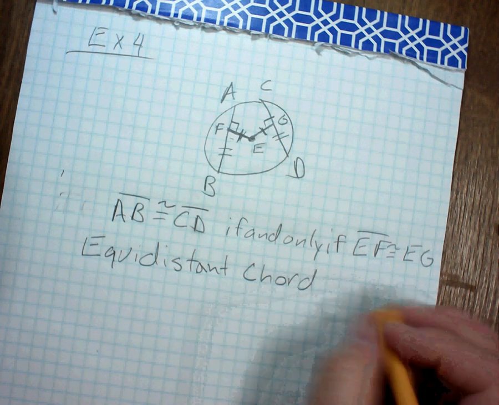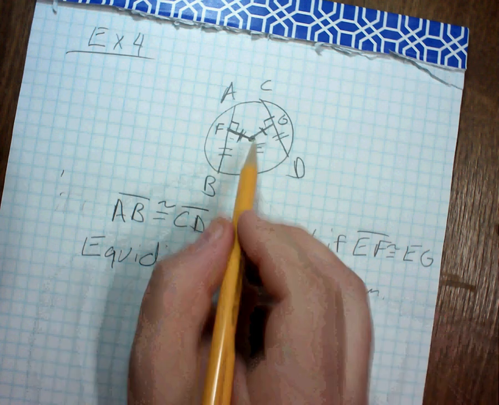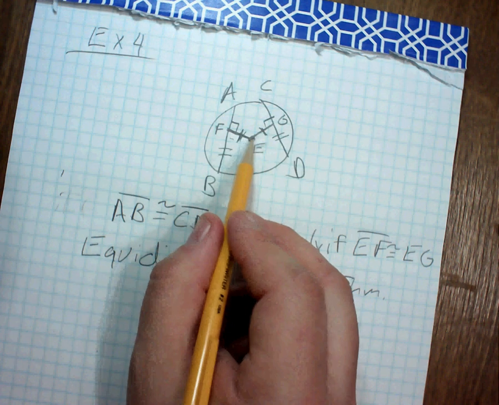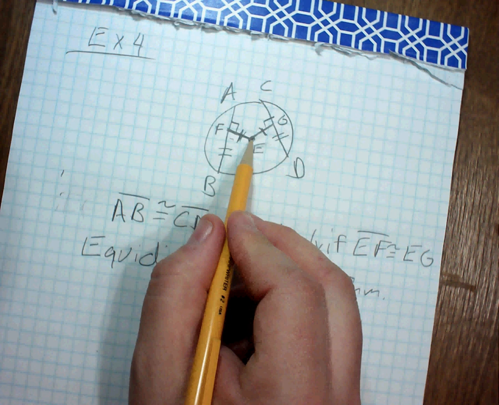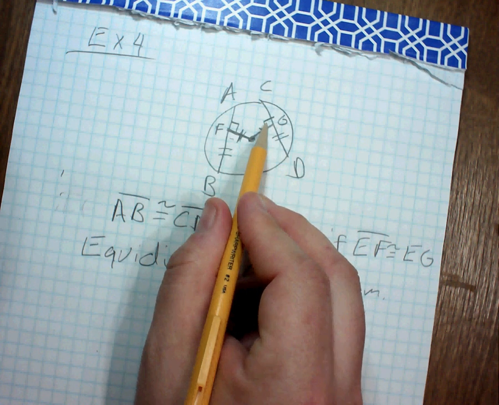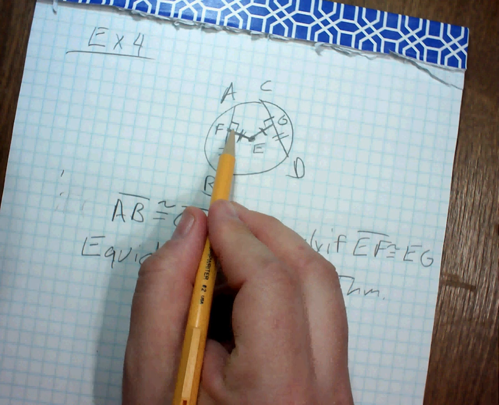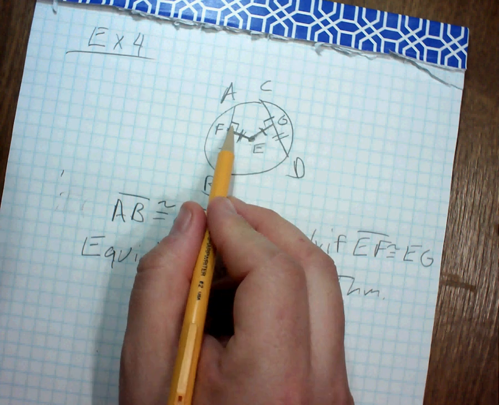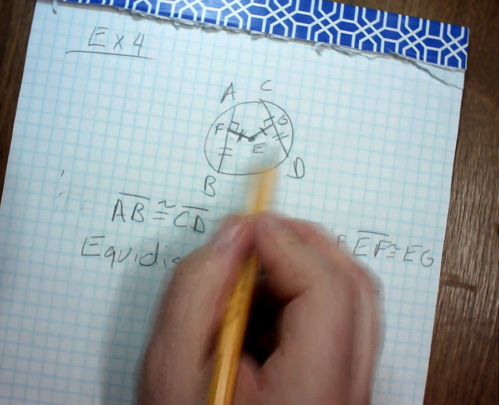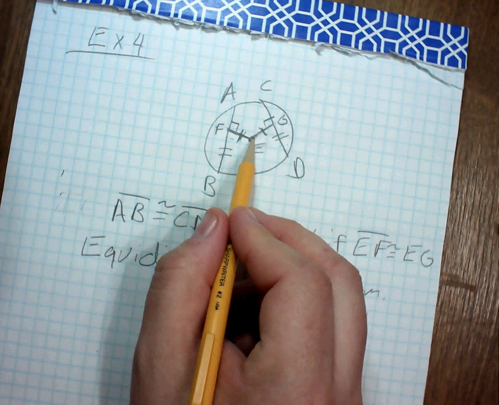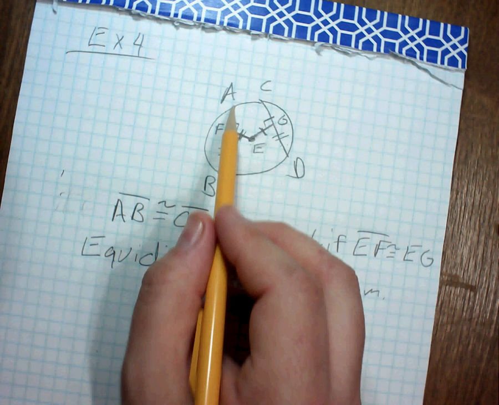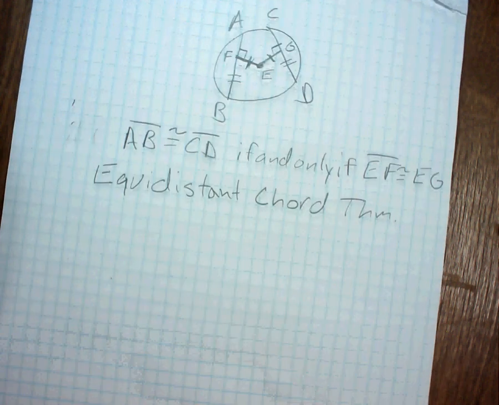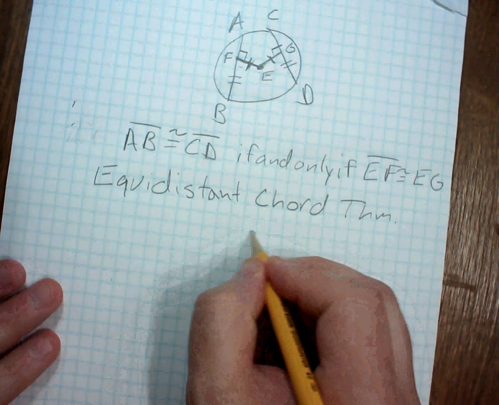Now, they're equidistant from the center of the circle. So this is my circle E. This is the center. This chord, because we're drawing a line from the center of the circle to this chord such that it intersects at a 90-degree angle, and we're doing the same for this one. If this line segment is congruent to this line segment, then that means these chords are equidistant from the center of the circle, which means that the distance from here to here is the same as the distance from here to here. Okay? So now I'm going to draw another circle, and then we're going to do the problem.